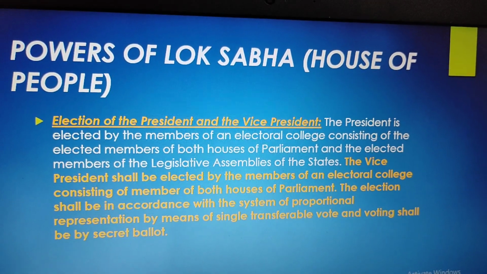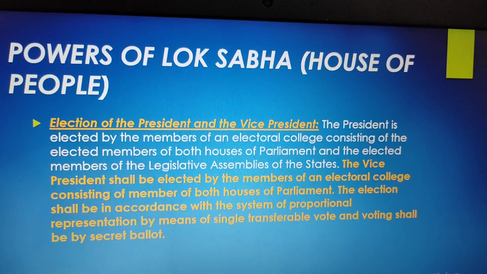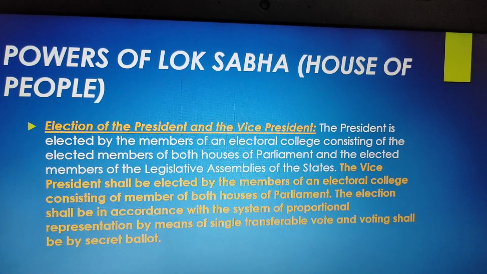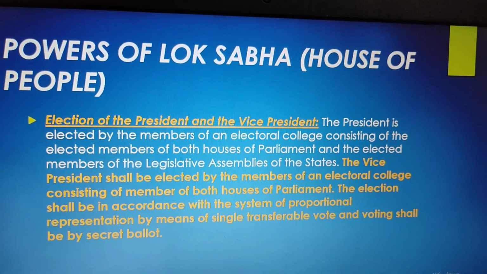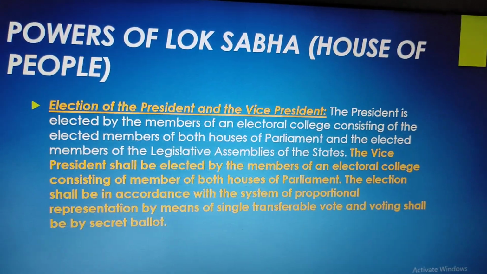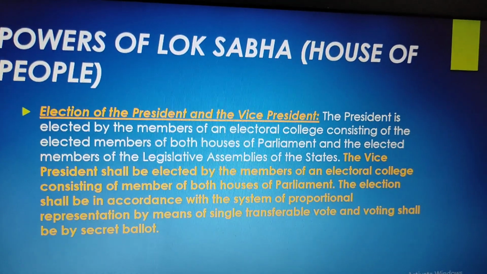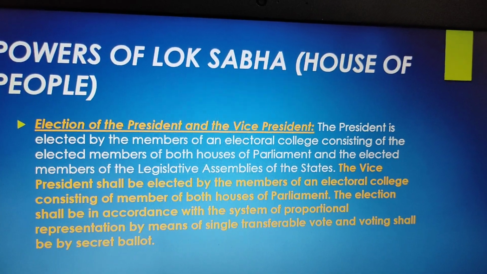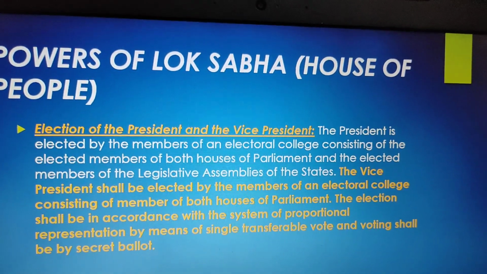So the election of President and Vice President is also done by the members of both the houses of the Parliament and the elected members of the legislative assemblies, which you call MLAs. So MLAs have to come, and the MPs of both the houses, that is, members of Parliament of Lok Sabha and Rajya Sabha, and MLAs, they all together vote for the President. If we talk about the Vice President, then the MPs of both the houses come forward and elect your Vice President.